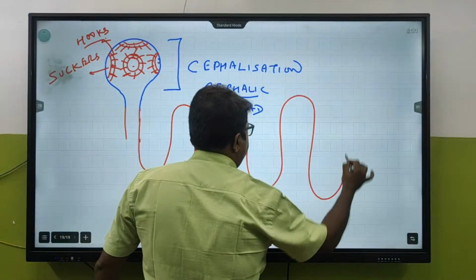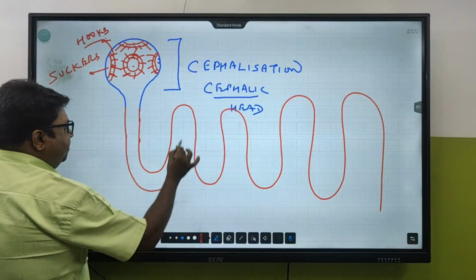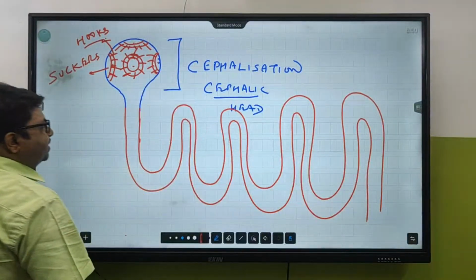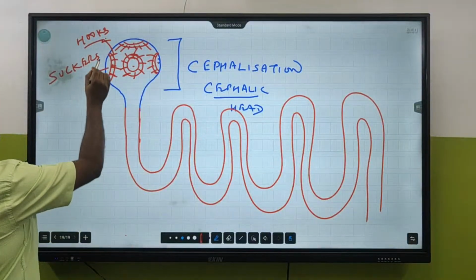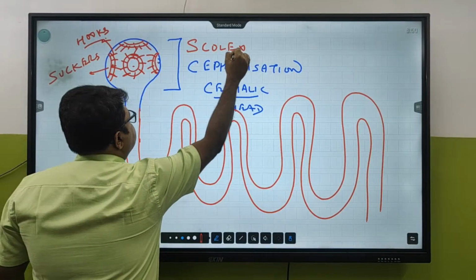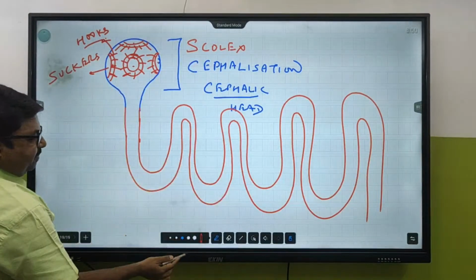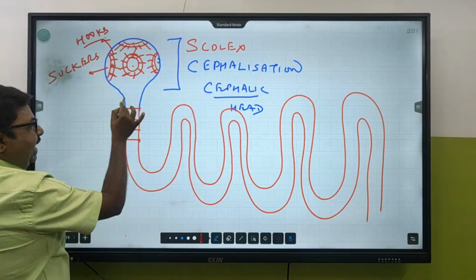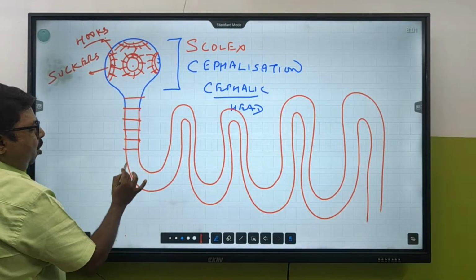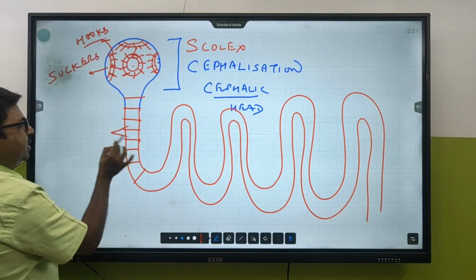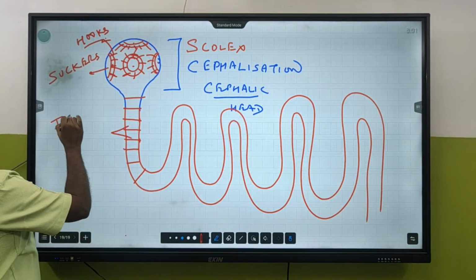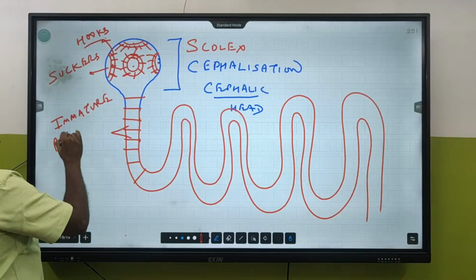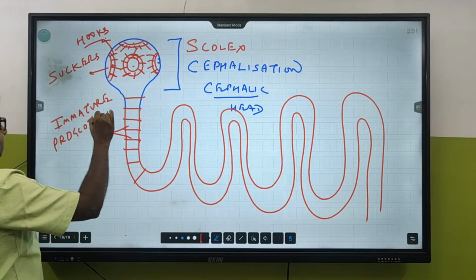And their body is like this. They have many segments. This head-like structure is called the scolex. Near this head portion, all these segments are smaller, and these are called immature proglottids.